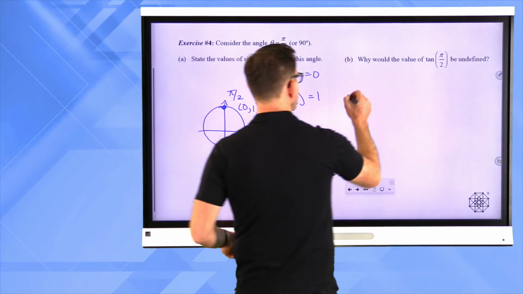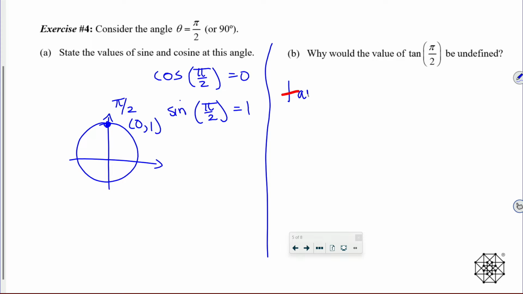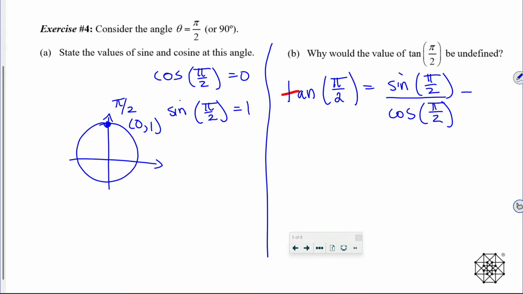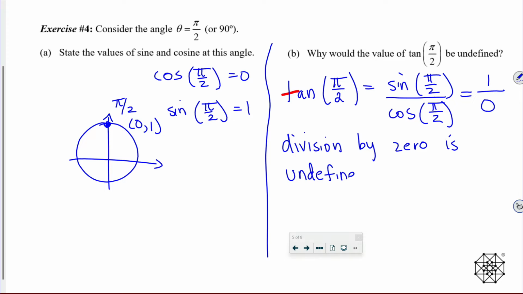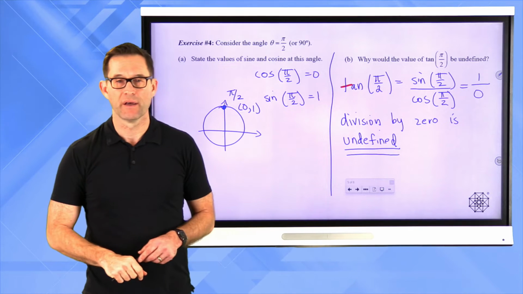Okay, so the tangent of pi over 2 would be the sine of pi over 2 divided by the cosine of pi over 2, which would be 1 divided by 0, and we should have it. Division by 0 is undefined. Always and forever. Division by 0 is undefined.